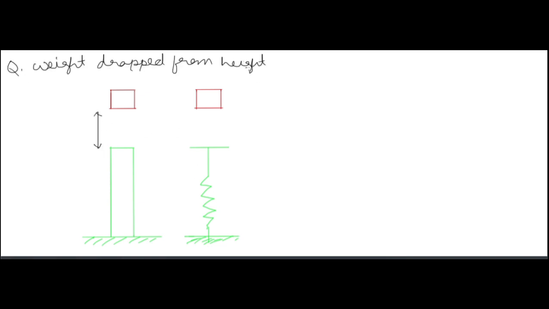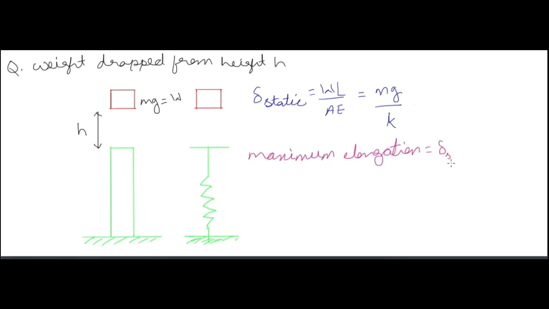Now the last question. This is a weight of W or mg. This weight mg has been dropped from a height h. In the first case it is dropped onto a column, and in the second case it is dropped upon a spring. In both cases it doesn't matter.